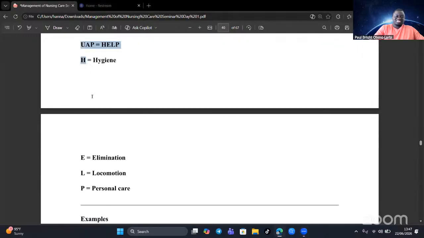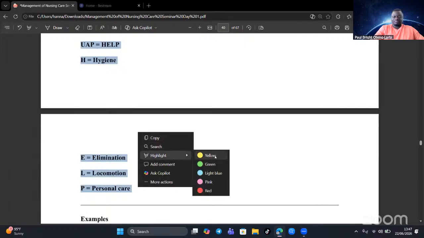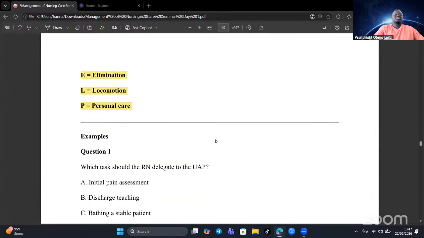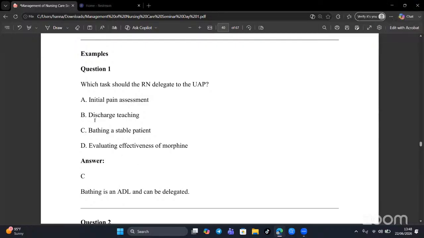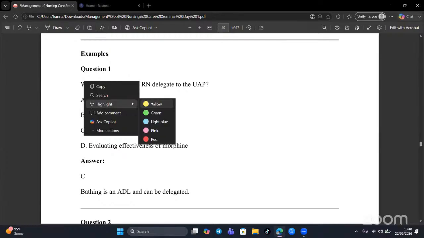So if you forget anything, don't forget this acronym, HELP. I'm helping you. I told you the work on the ward is for the nurse. So they are there to help you. So please, which part should be given to the UAP? A stable expected patient, both of you up by 9 o'clock after washing plates.